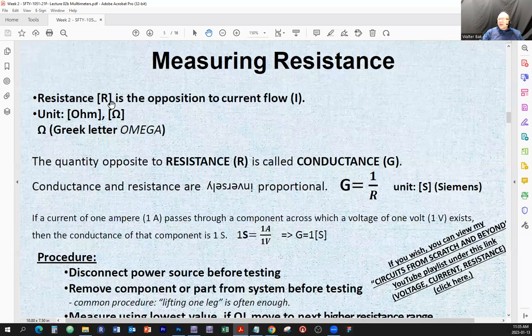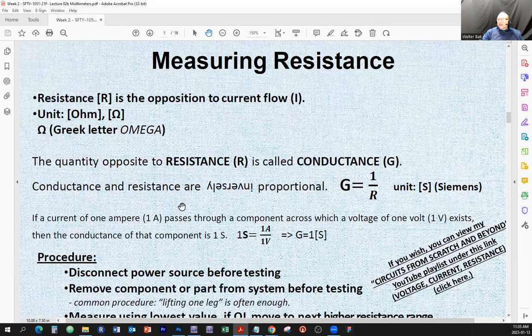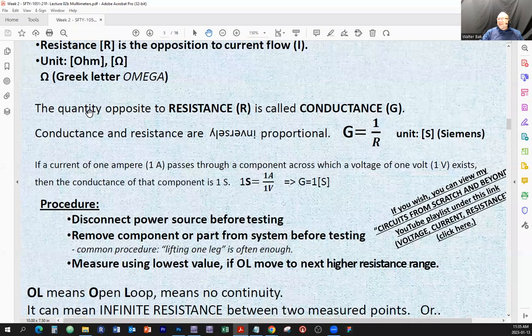Resistance, with the designation of R, is the opposition to the current flow, and the current is indicated with the letter I. The unit is ohm, or the Greek letter omega. Well, we all know all that. The quantity opposite to the resistance is called conductance, and it is designated with the letter G. So G, conductance, is the opposite of resistance, and the unit of conductance is S, which is Siemens. That's just a bit of background information here.